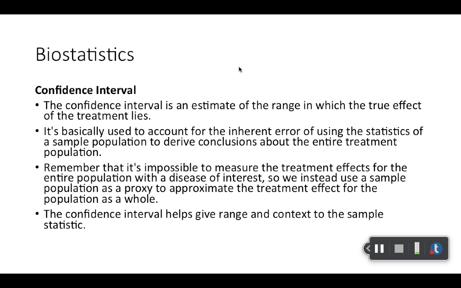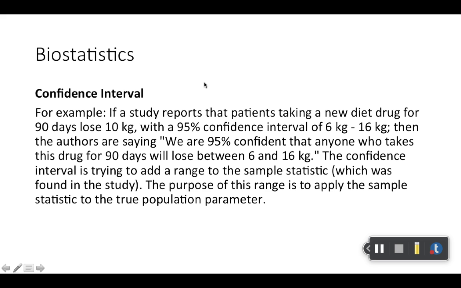All right, so changing gears again, we have confidence interval. This is an estimate of the range in which the true effect of the treatment lies. It helps give range and context to the sample statistic, and it's used to account for an inherent error of using the statistics of a sample population to derive conclusions about the entire treatment of the population. Because it's impossible to measure the entire population, you instead use a sample population as a proxy to approximate the treatment effect for the population as a whole.